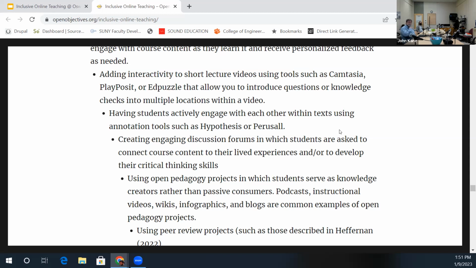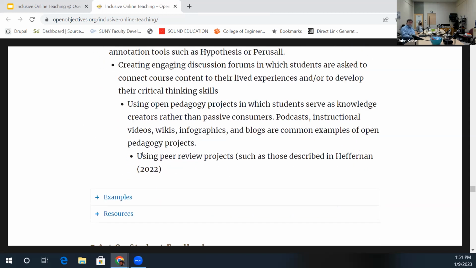Infographics are another thing you could use. And you could also do some peer review, and there are some really good tools for that available as well.